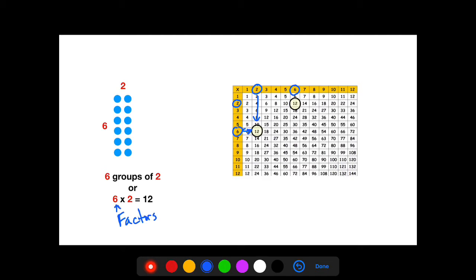So in any multiplication problem, the numbers you're multiplying together are the factors. The factors get multiplied to make the product. 12 is our product here. Okay, is there another way to do this? If you're not sure, take a minute, pause the video, think about what is another way I can get to 12. Can I arrange these dots any other way?